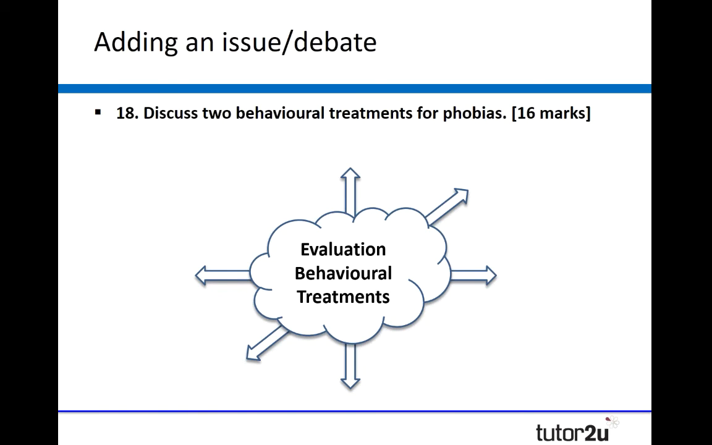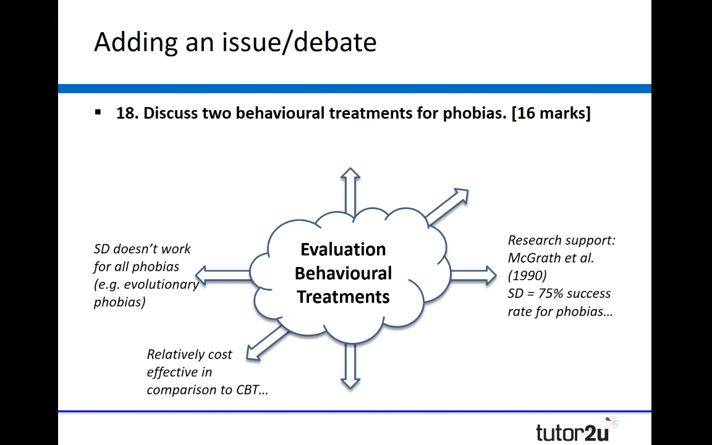I used to do this all the time. You ask your students in a group to make a mind map, possibly of evaluation points they could use for this 16-mark question. And you give them 5 minutes or so. And let's imagine after 5 minutes they come up with 3 simple-ish points. They come up with research support, the McGrath study in 1990, which found that systematic desensitization was successful 75% of the time. They come up with a point that it's relatively cost effective in comparison to CBT, and they come up with a third point that it doesn't work for all phobias.